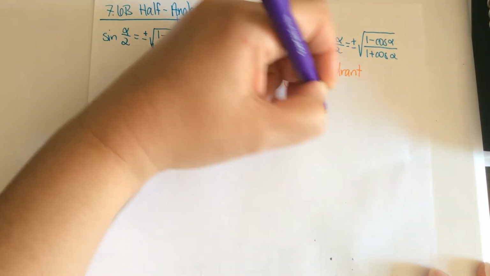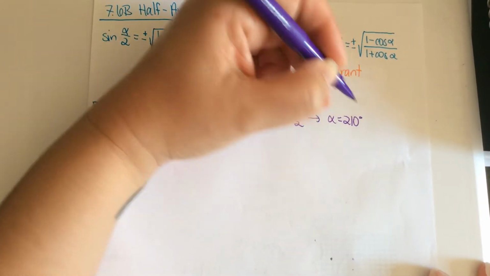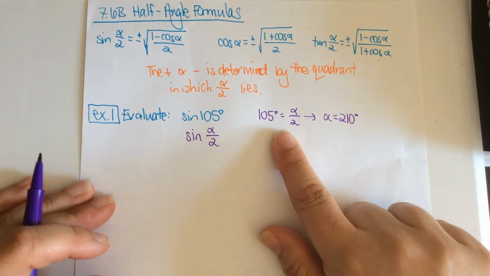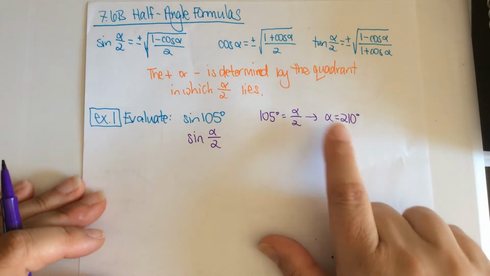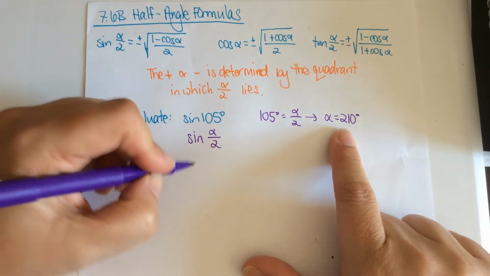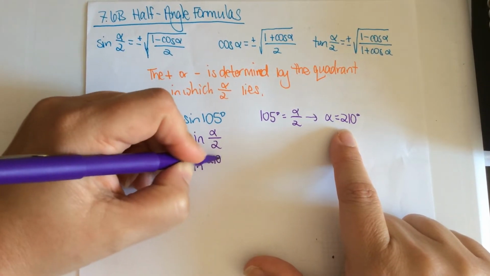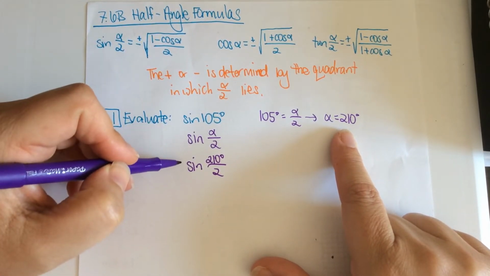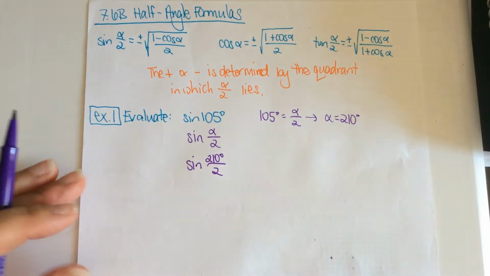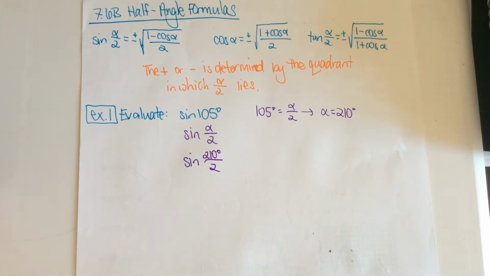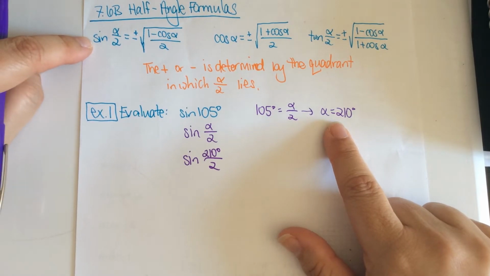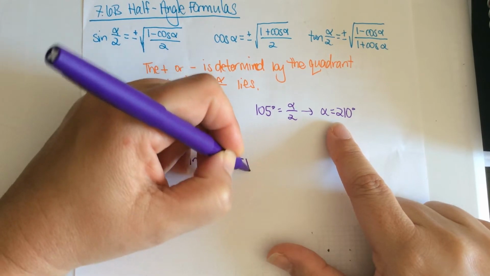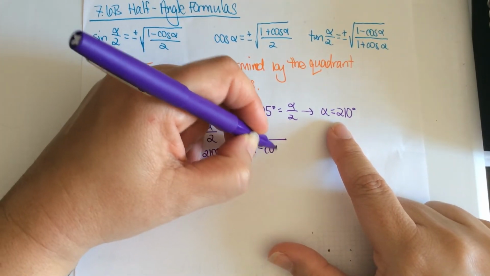So that means alpha must be 210. Multiply both sides of this equation by 2, and you get alpha equals 210. So we're going to say that sine of 105 is the same as sine of 210 over 2. I think everybody can agree with that, right? And then we're just going to apply the formula. So our alpha is 210, so I'm just going to plug in the big square root of 1 minus cosine of alpha.